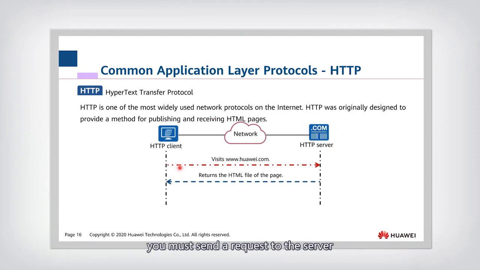You must send a request to the server, asking, okay, now I want to access one page. And then the server, after receiving this request, will send a response. In this response message, they will return the HTML file of this web page and also some other source files, for example, the video or some figures in this web page, back to the client. Then in the web browser, by receiving these files, you can view the web page. Okay, so that is HTTP, Hypertext Transfer Protocol.